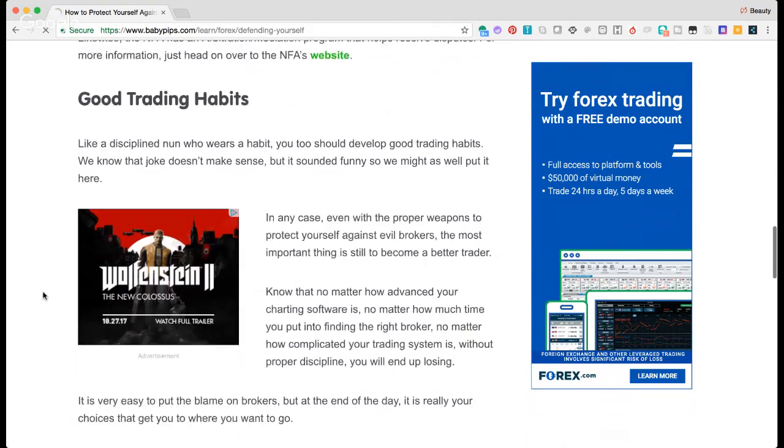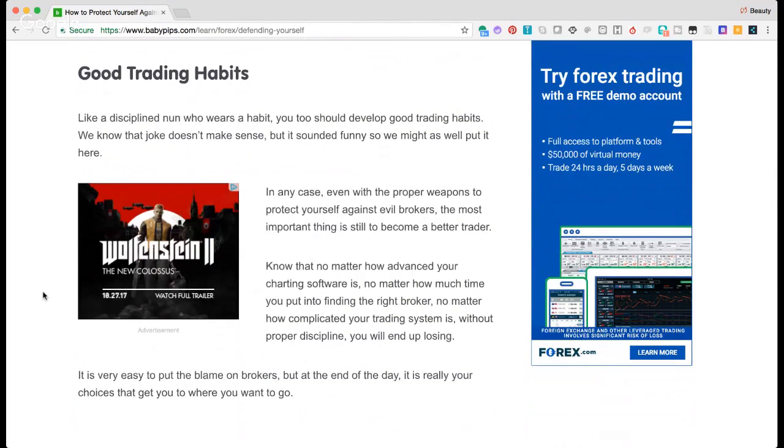Okay, next, good trading habits. Like a disciplined nun who wears a habit, you too should develop good trading habits. We know that joke doesn't make sense, but it sounded funny, so we might as well put it here.